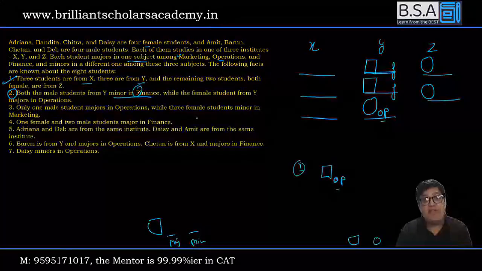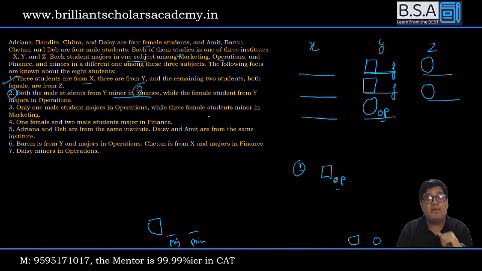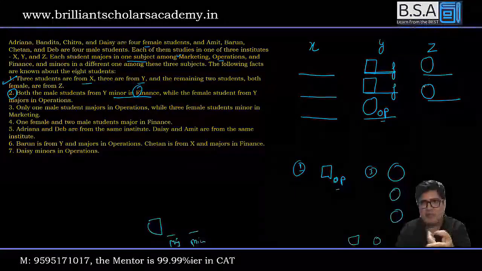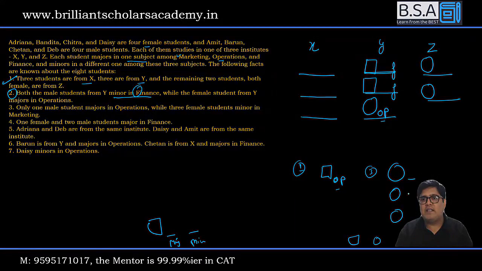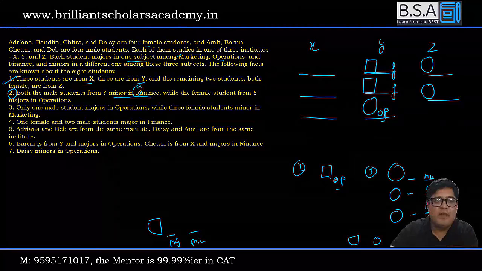While 3 female students minor in marketing. There are 3 females. 1, 2, 3. It could be this female also. We don't know. It could be these 2. We do not know what their subject is. Minor subject is marketing. Minor means the adjacent one. Next one, marketing, a small m. Let us say MK. Marketing. Operation OP, finance F. So OP, finance done.